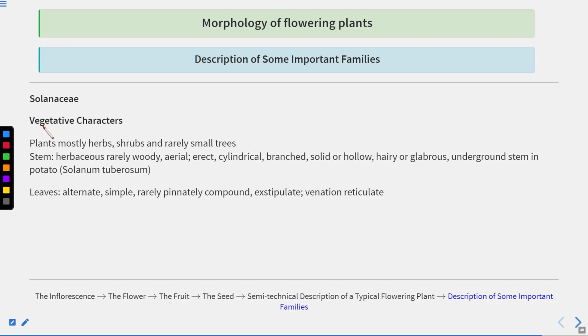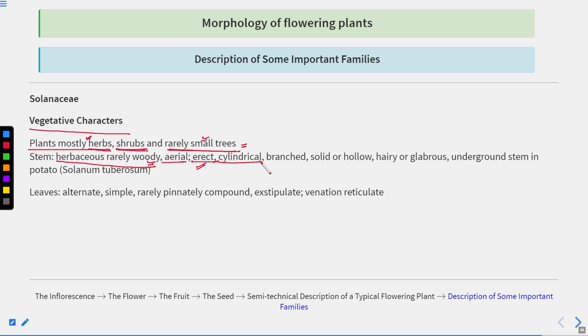Now let us see the vegetative characters. Plants are mostly herbs. They are not very strong. They are generally herbs, shrubs, and rarely small trees. Sometimes they are shrubs also, and sometimes they are small trees in form. Stem: if you talk about the stem, then it is herbaceous and rarely woody. Woody, that you see in the case of small trees, and that is rare. Aerial, they are present in the air. Erect, they are not creeping or crawling on the surface of the soil. They are erect in position.